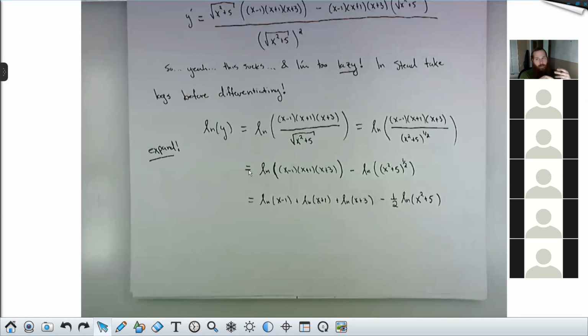So you may want to revisit those log problems from your pre-calculus class where you just had to expand as far as possible or combine as far as possible. Yeah, this is it.